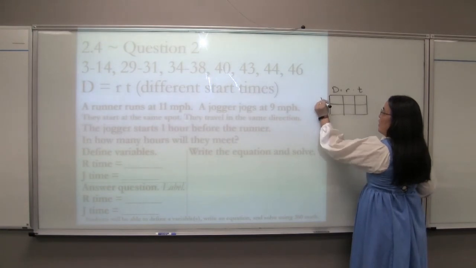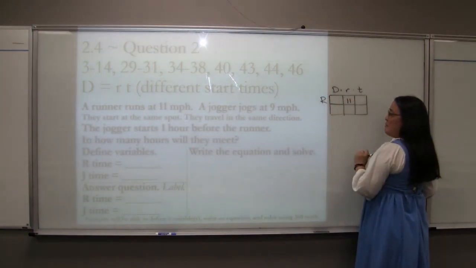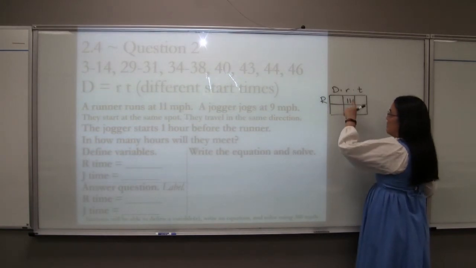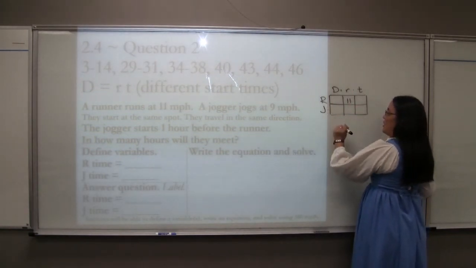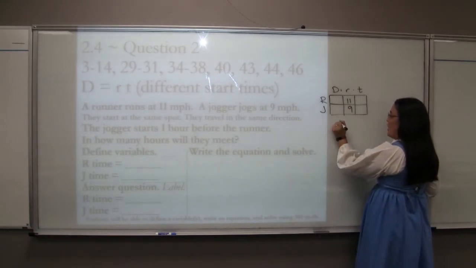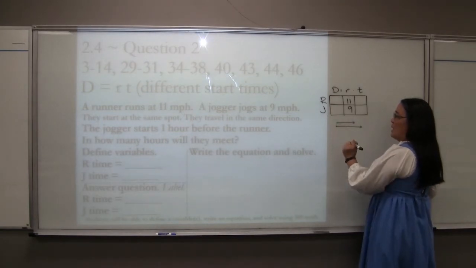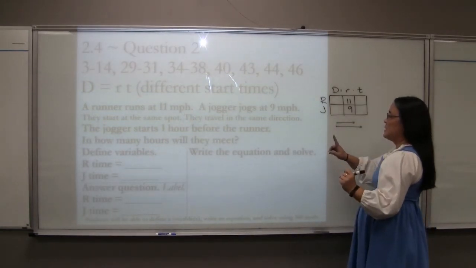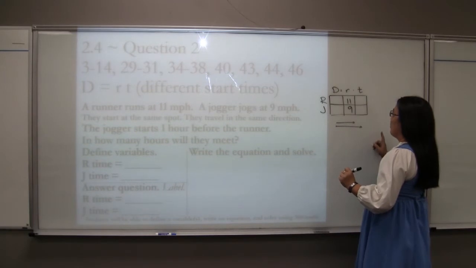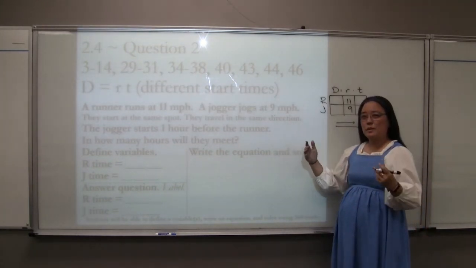And we're going to have a runner, and the runner is running at 11 miles an hour. The "per" is a rate. And then we have a jogger that's jogging at 9 miles per hour. They start at the same spot and they travel in the same direction. Hey, I feel like this is just like the last problem. And it says the jogger starts 1 hour before the runner. So we have to look at this and use logic.